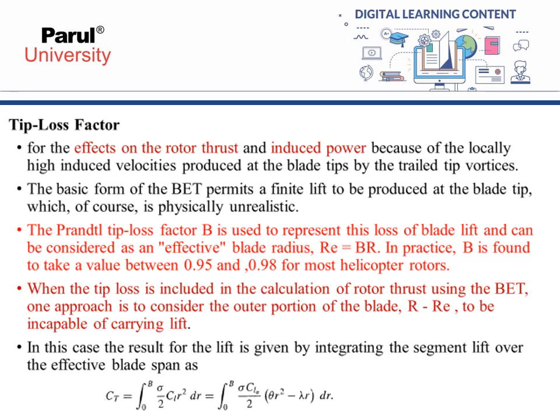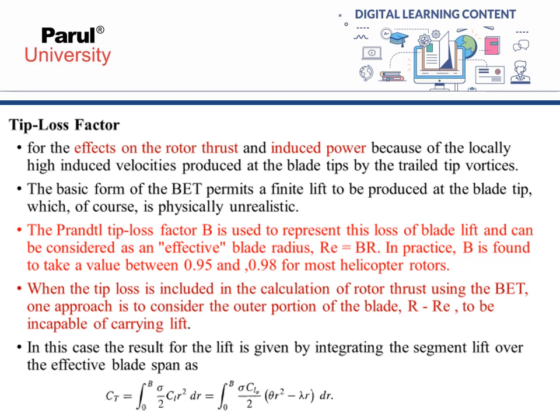Tip loss factor. For the effect on the rotor thrust and induced power because of the locally high induced velocity produced at the blade tip by the tip vortices, the basic form of the BET permits a finite lift to be produced at the blade tip, which of course is physically unrealistic. The Prandtl tip loss factor B is used to represent this loss at the blade tip and can be considered as an effective blade radius Re equal to BR, and in practice B is found to take a value between 0.95 and 0.98 for most helicopter rotors.